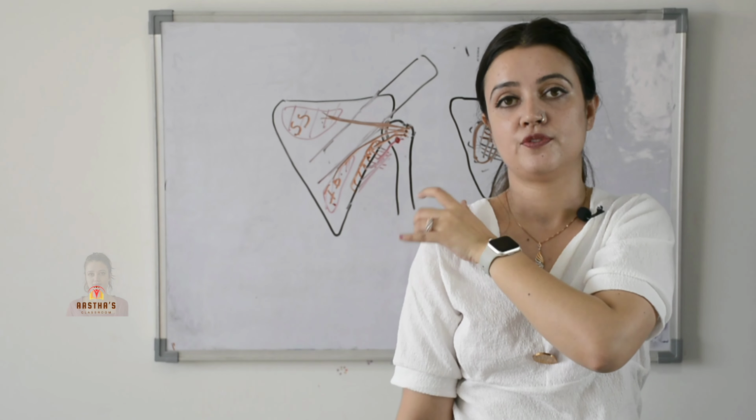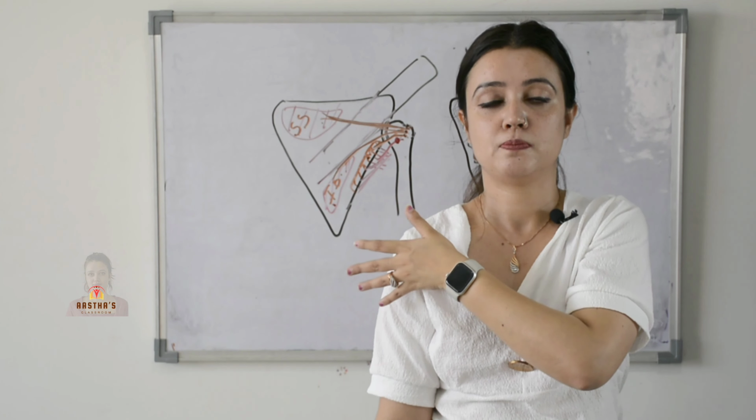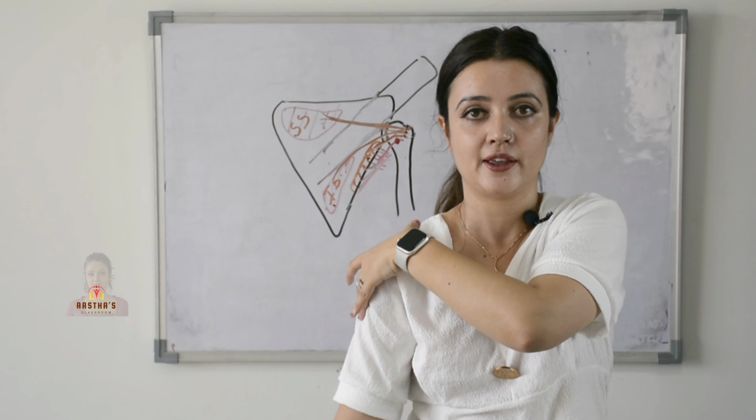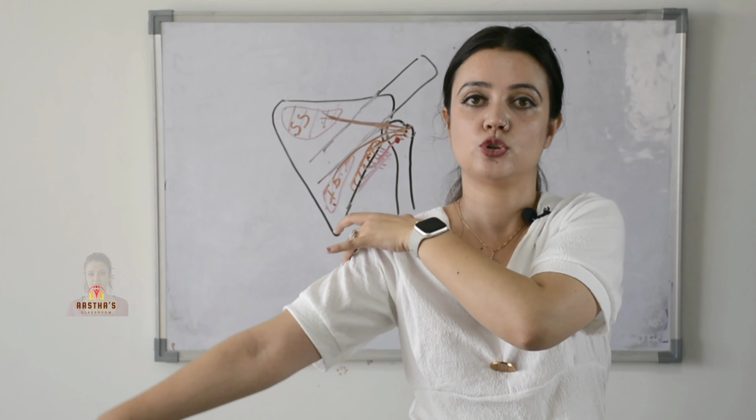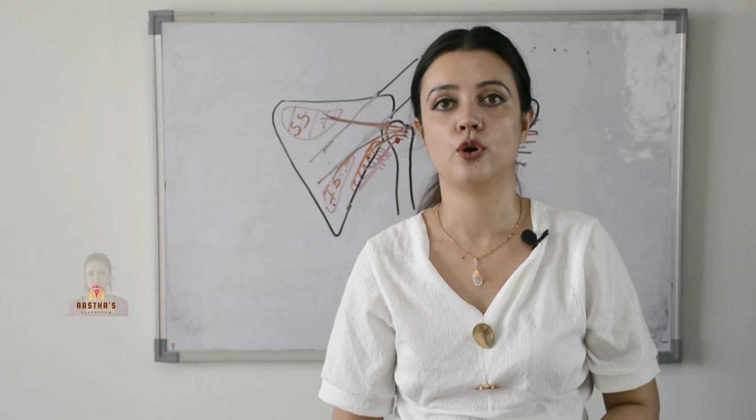But since this is a very small muscle and it is not powerful enough to cause the entire range of abduction of the shoulder joint, it causes the initial 15 to 20 degrees of abduction of the shoulder joint.